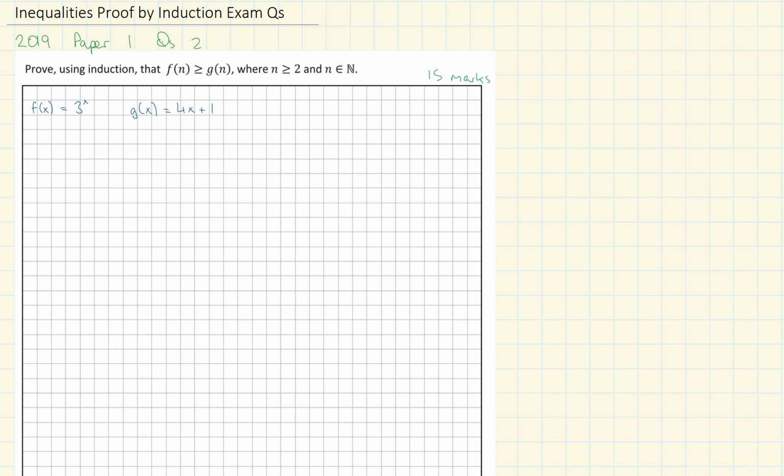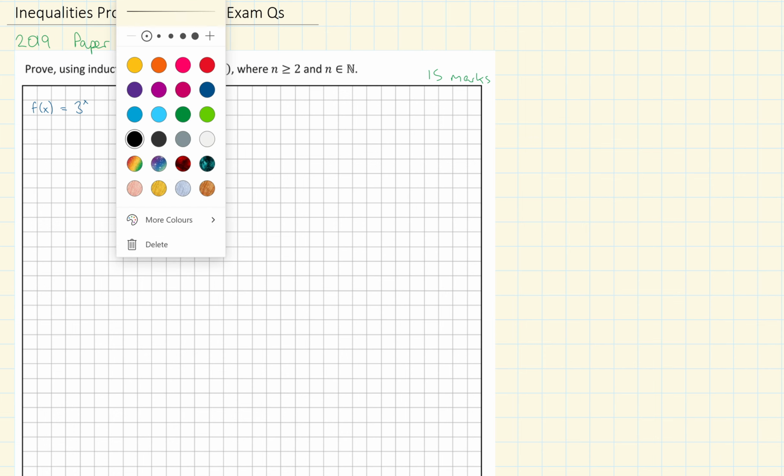Okay, so in this video we're going to look at a proof by induction exam question involving inequalities, and it's worth 15 marks. This is a carry on from question 2, where in parts A and B they had given you the function f of x and g of x, and then they follow on and say, prove using induction that f of n is greater than or equal to g of n, where n is greater than or equal to 2 and n is an element of the set of natural numbers.